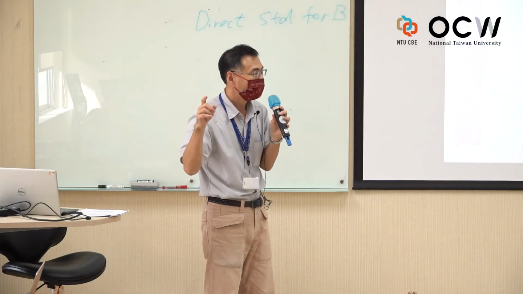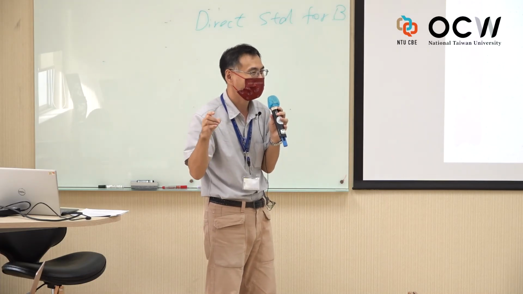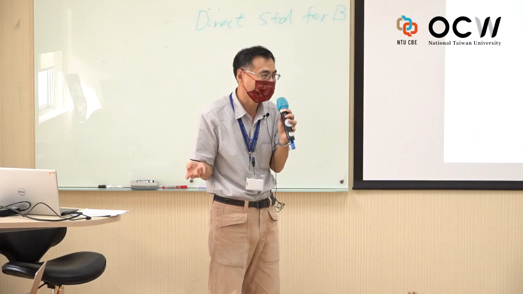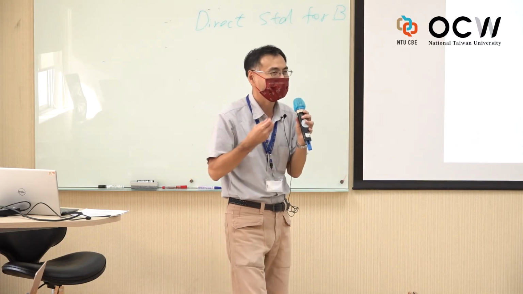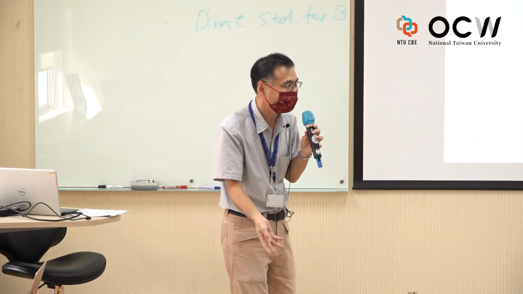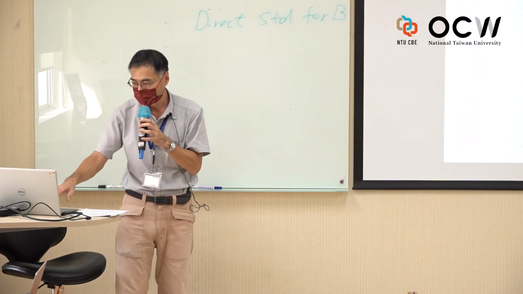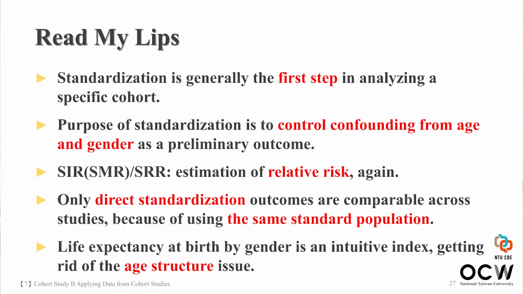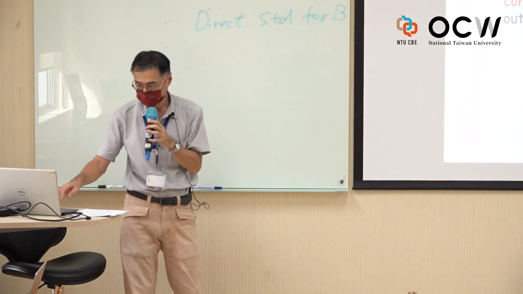If you find a higher standardized incidence ratio or standardized mortality ratio, right? Because they got a higher risk of some kind of disease of interest, or they experience higher mortality. So that's why you need to pay more attention and try to figure out why. What's the reason that makes them get a higher risk of those diseases? So it's very fundamental. And the purpose of standardization is to control the confounding from age and structure for the most part. So it will give you a preliminary outcome estimation.